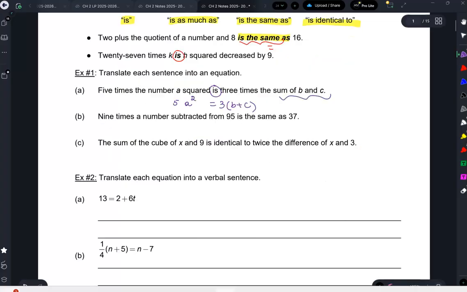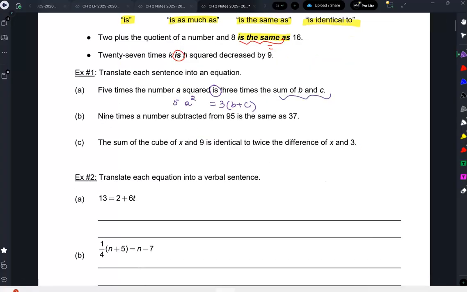All right, so take a look at this one. 9 times a number subtracted from 95 is the same as 37. So if I have 9 times a number, that's 9x. And then how is it going to be subtracted from 95? How am I going to write that? Yeah. So we do 95 minus 9x. Correct. 95 minus 9x. Okay, and then is the same as equals 37.